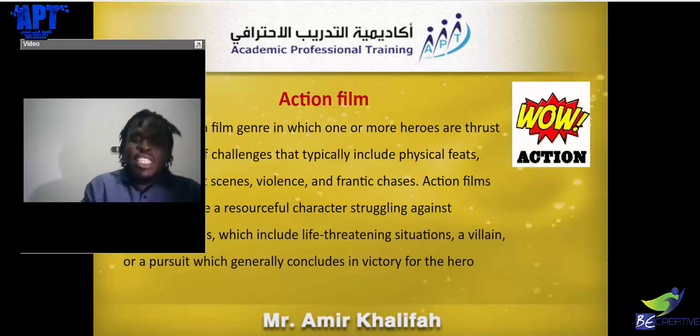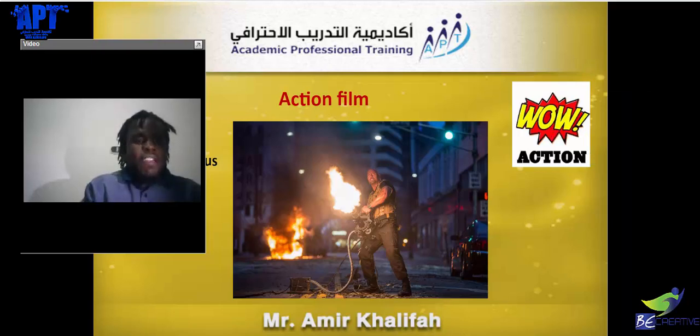So a very good example of an action film would be something like Fast and Furious. Okay? As we see here, Dwayne Johnson, we see The Rock, he is shooting down something with a machine gun. Okay? And so we see it's full of action, and you see the fire in the back. There was lots of things going on. Okay? So this is what we call an action film.